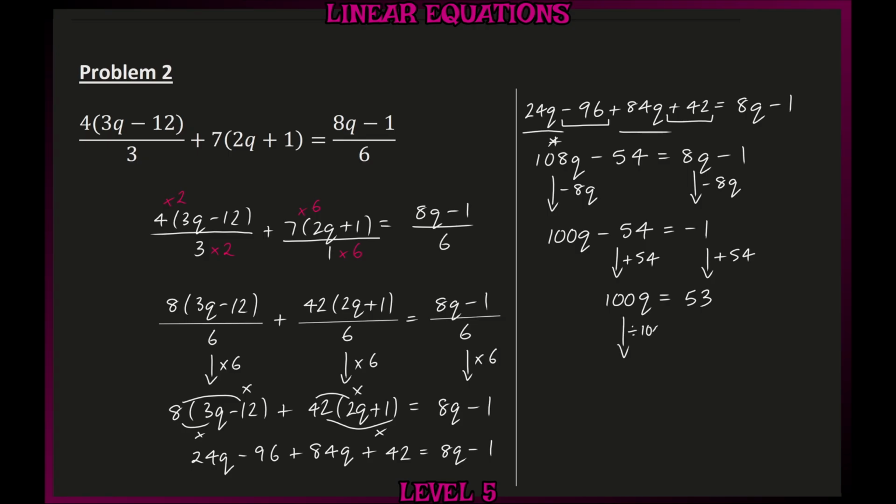Finally, we'd like to remove the times 100 from in front of the q, and we use its inverse, which is divide by 100, and do the same on the right, and on the left, the times 100 and the divide by 100 cancel out to just leave us with q, and on the right, 53 divided by 100 can just be written as 53 over 100, or 0.53. So q is equal to 53 over 100 is our final answer to problem 2.